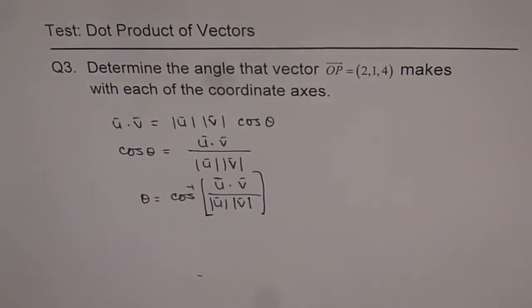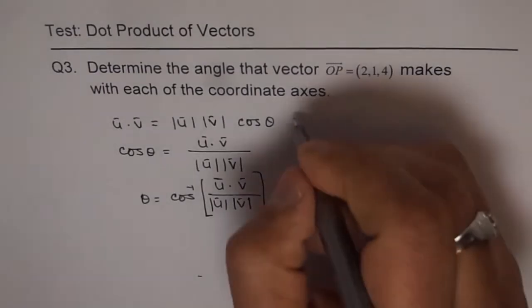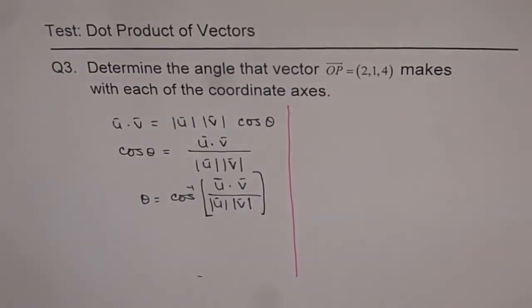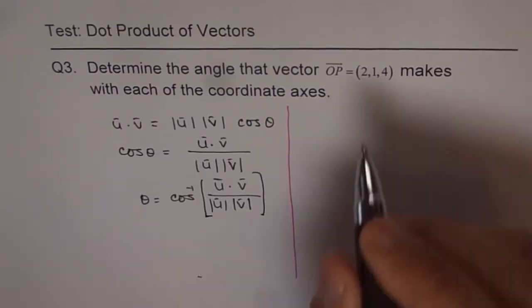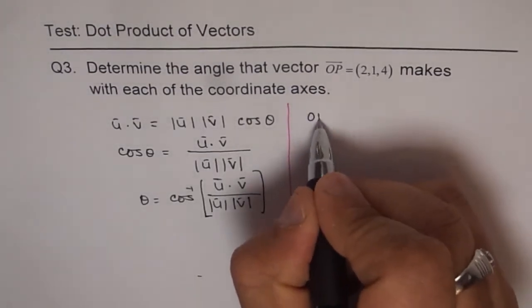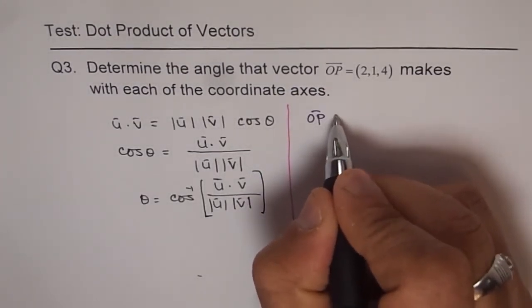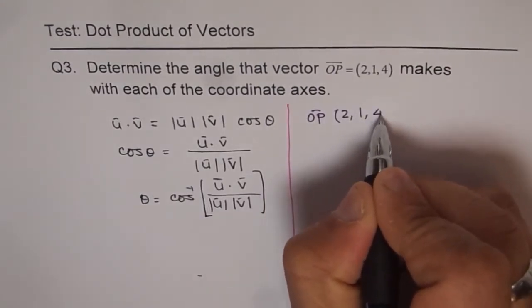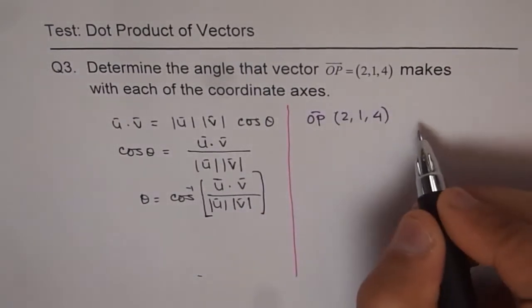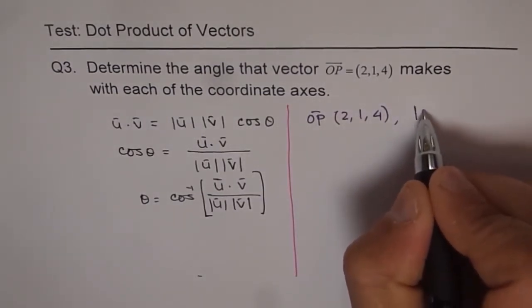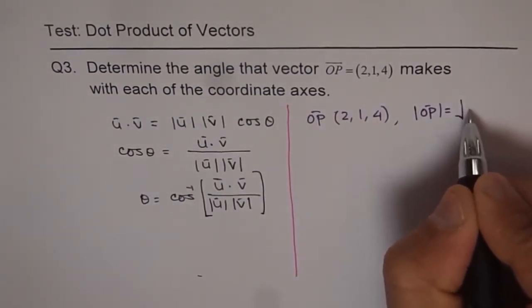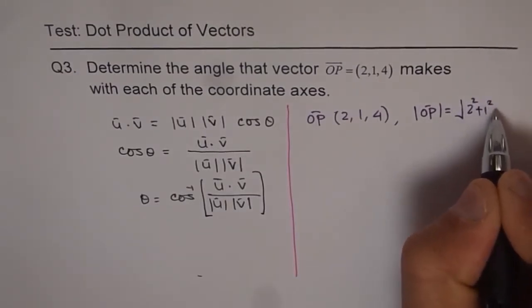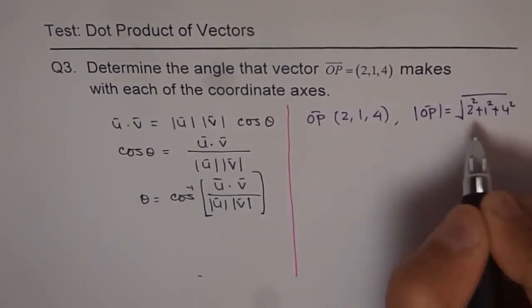Now here the question is that you are given a vector OP, which is a position vector. The position vector starts from the origin, and the axes are i, j, k. So you can use vector OP as given to you, which is (2, 1, 4). The first thing you need to find is the magnitude of OP, which will be equal to the square root of 2 squared plus 1 squared plus 4 squared.